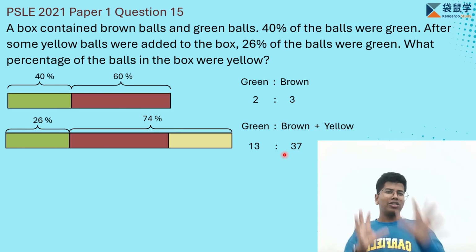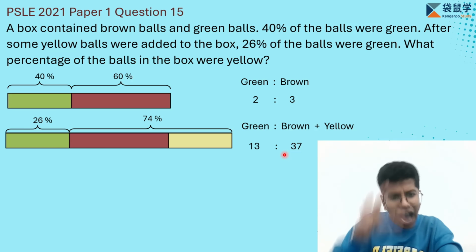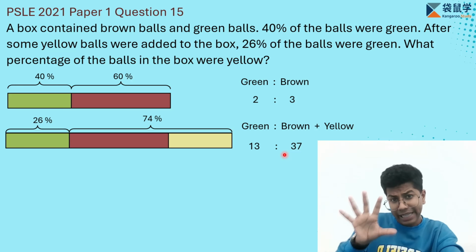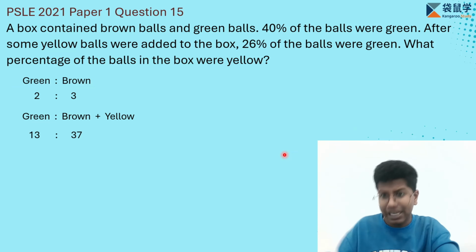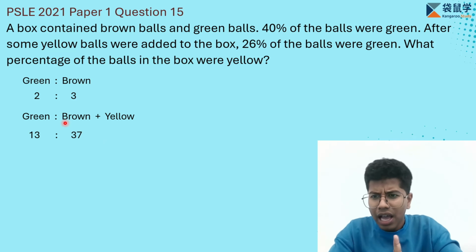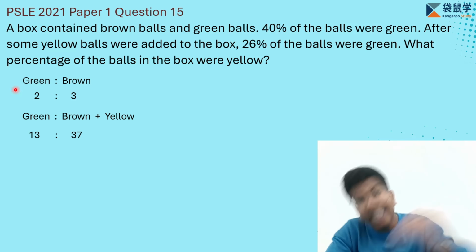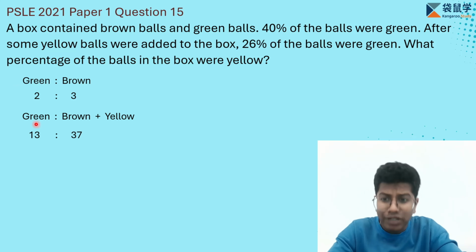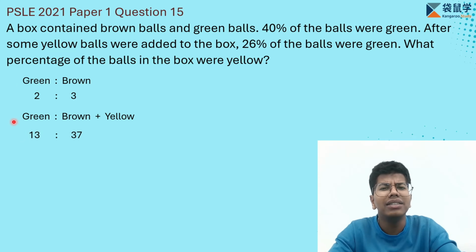Now let's just focus on this part that is present in here. I have two of the ratios present. Let's say I keep the ratios aside and just observe. Green is nothing but 2 units at first. After adding yellow balls, the units of green balls is 13.